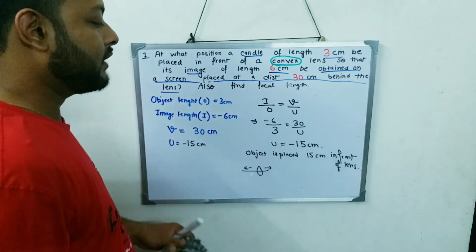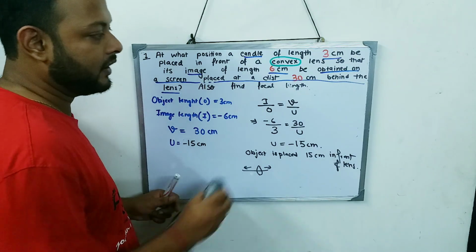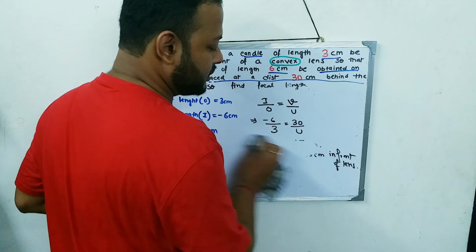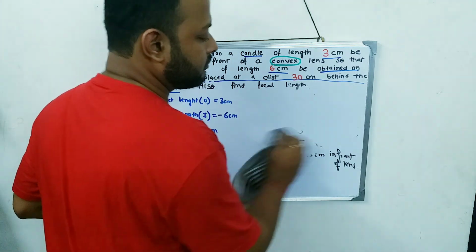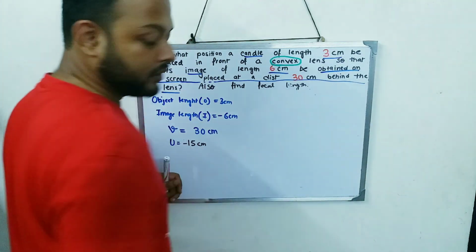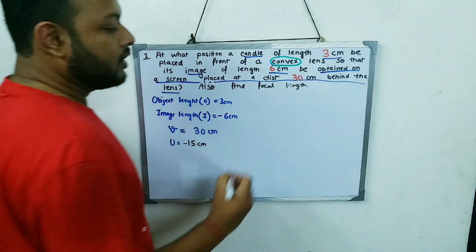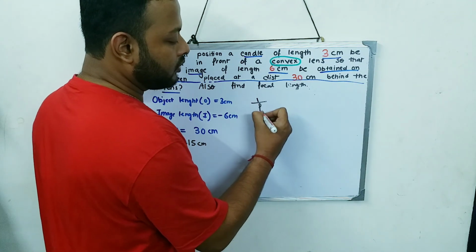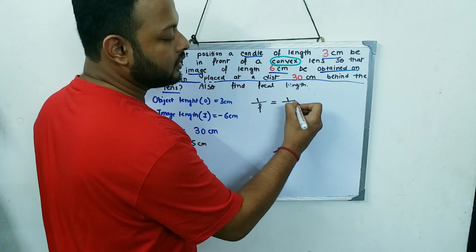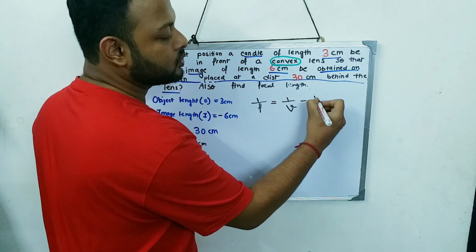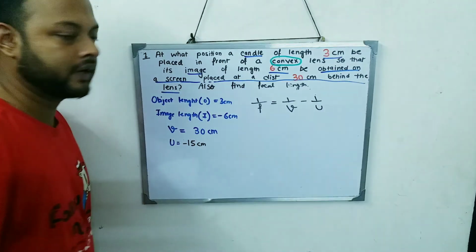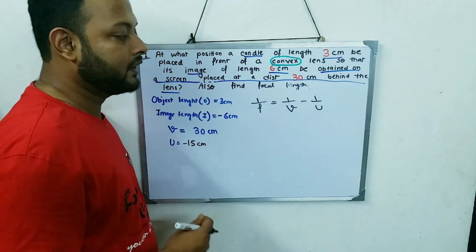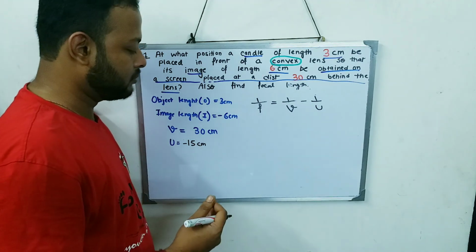Now after getting the value of U, I have to find the value of F also. That is what they have asked me. So I'll use the formula: 1 by f is equal to 1 by v minus 1 by u. I'll use this formula to get the answer.